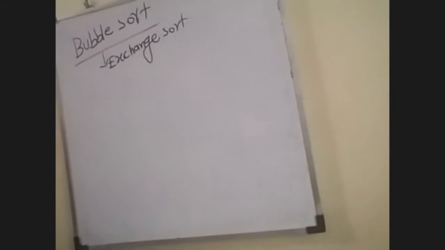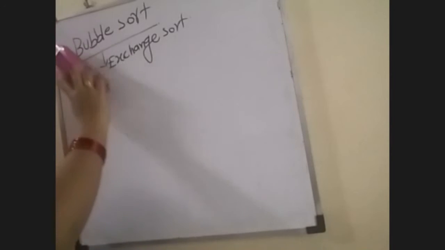First we will write an example for this bubble sort. I will take the example 15, 16, 6, 8, 5, with indices 0, 1, 2, 3, and 4. You will compare these elements.